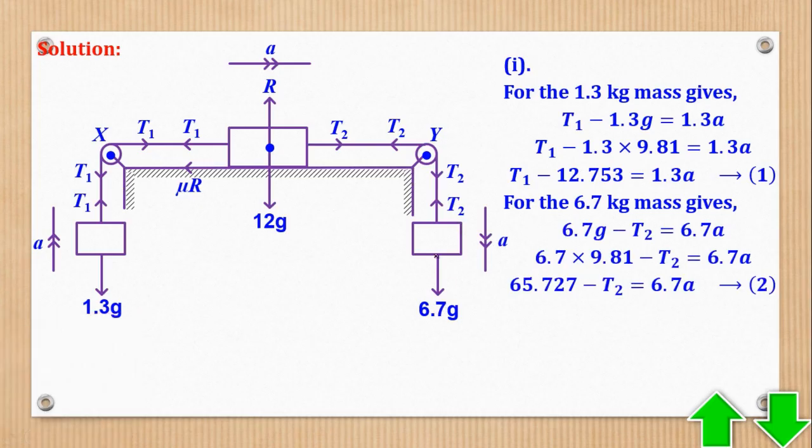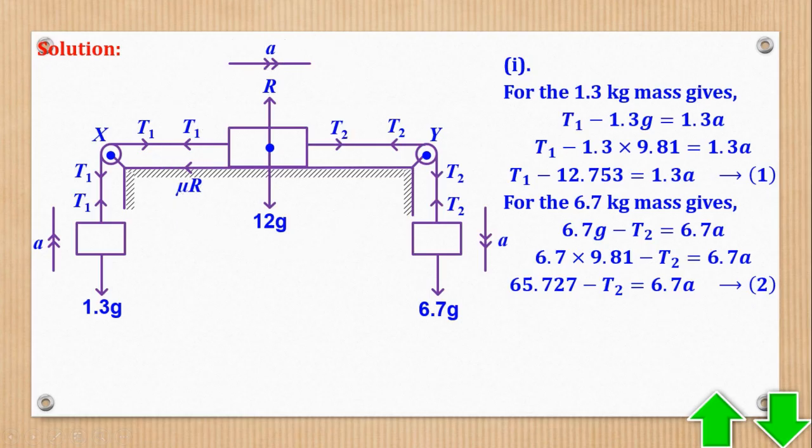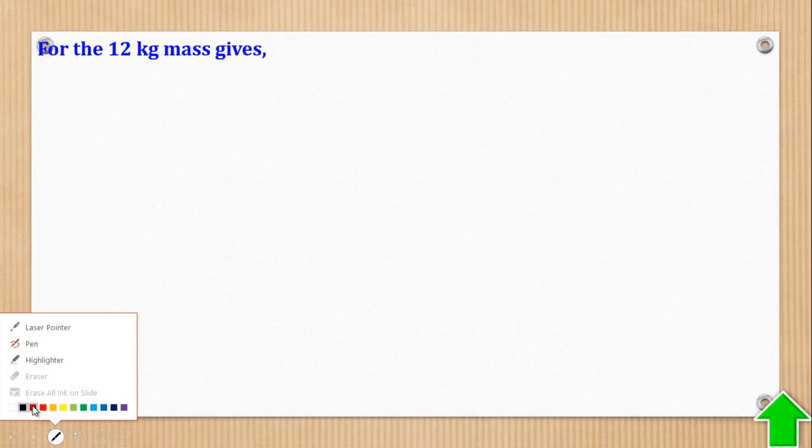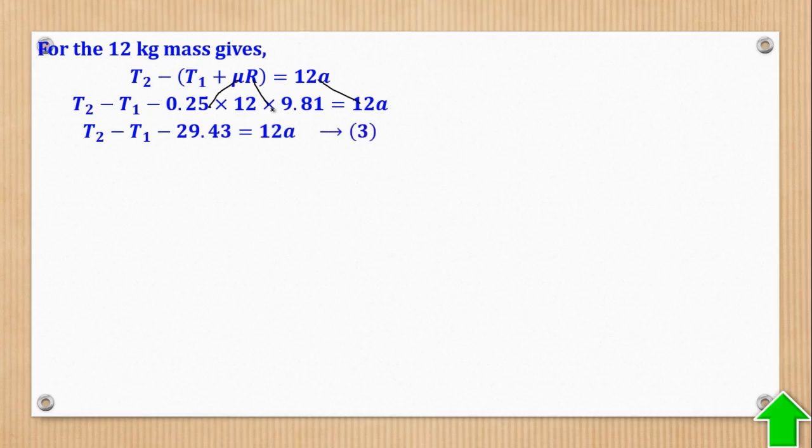So that is the 6.7 kilogram mass. What about the 12 kilogram mass? For the 12 kilogram mass, these are the forces of interest. So it will be T2 minus these 2 equal to 12A. That is, for the 12 kilogram mass, T2 minus T1 plus mu R is equal to 12A. Then you substitute for mu, substitute for R, which is mg, which is 12G, equal to 12A. Simplify to get equation 3.